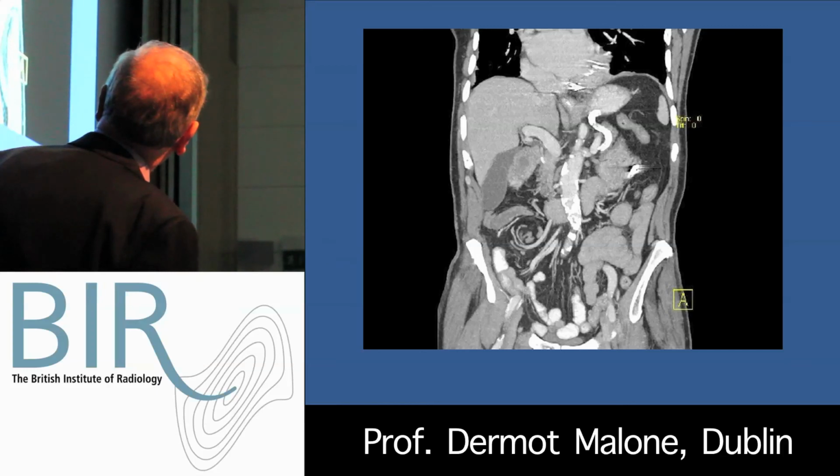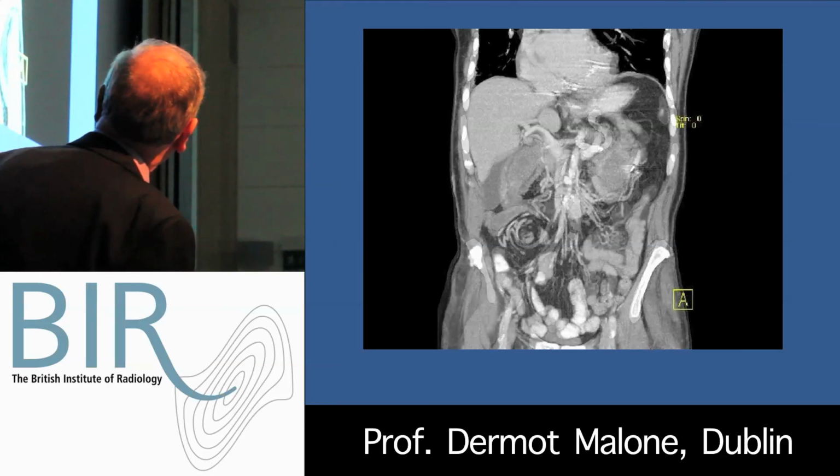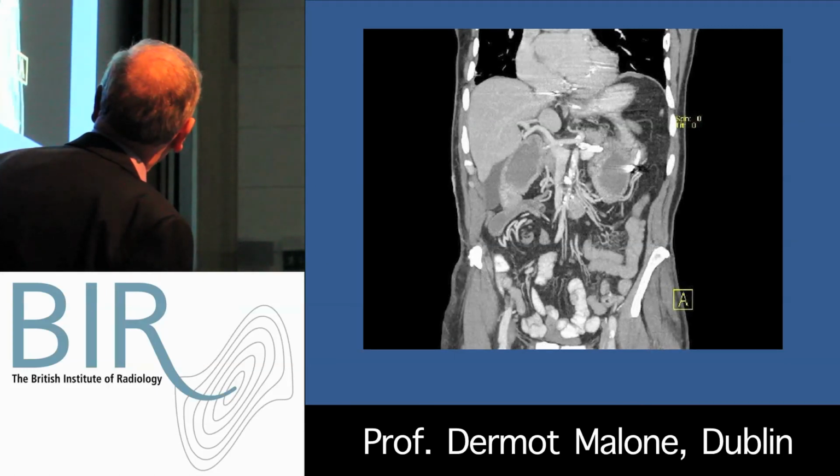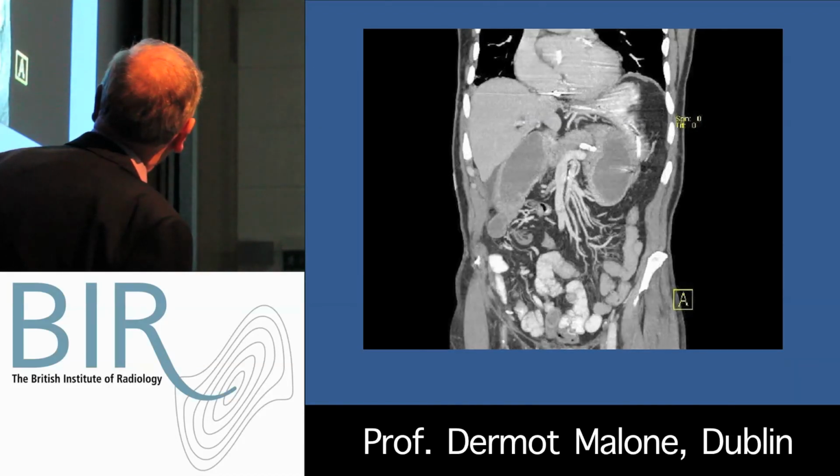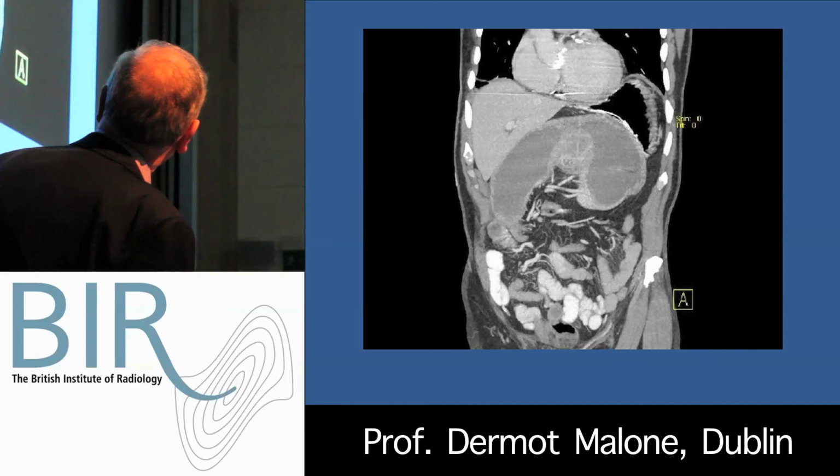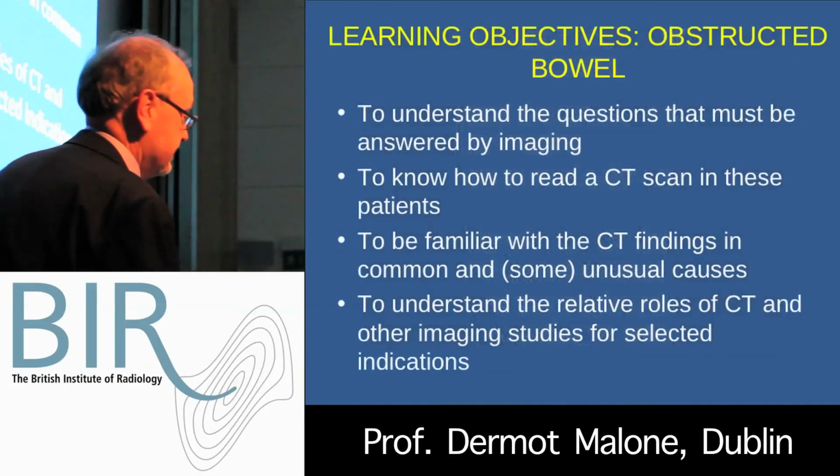But I still think the best thing to do is go coronally and look at the vessels in the mesentery, and you will always pick up that swirl when there's a volvulus, in my experience. There's our cecal volvulus anteriorly.